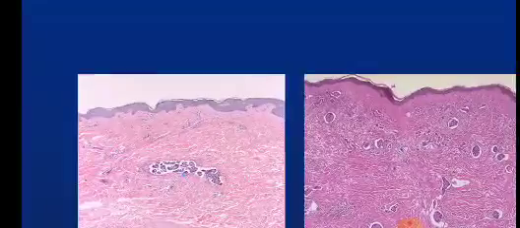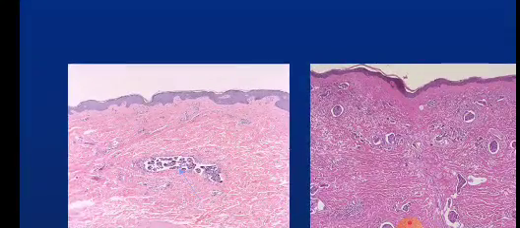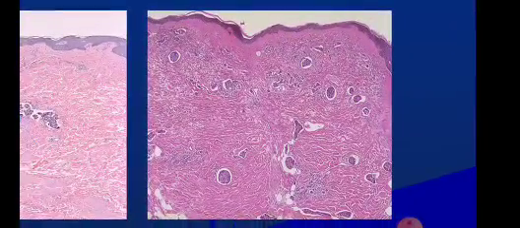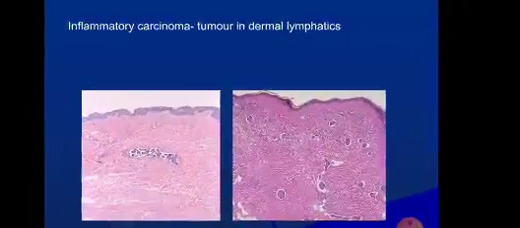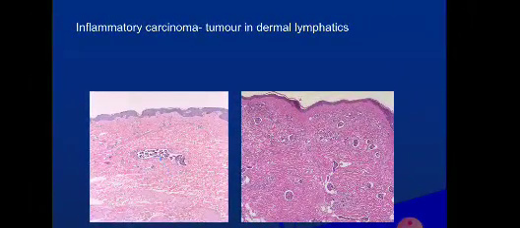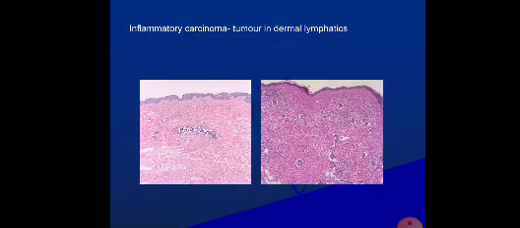Here you can see the lymphatic ducts filled with malignant cells, so lymphatic spread is more common. Here you can see multiple lymphatic areas filled with malignant tumor cells, and they also invade the skin surface. This is tumor in the dermal lymphatics.